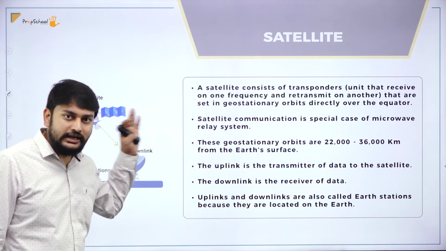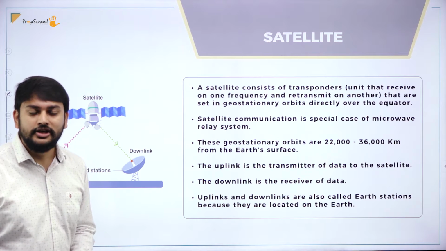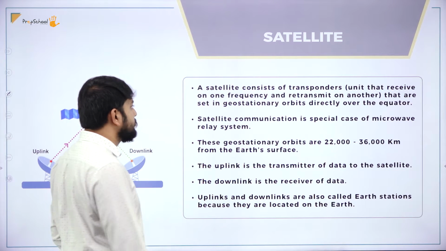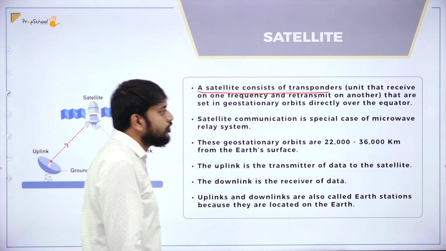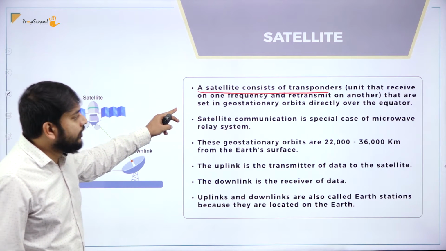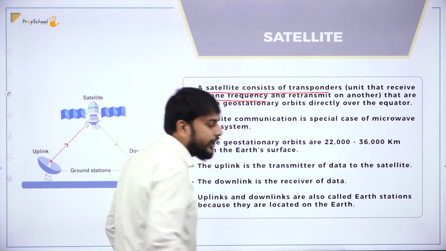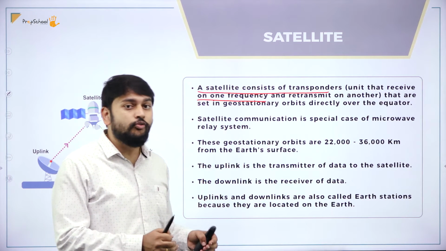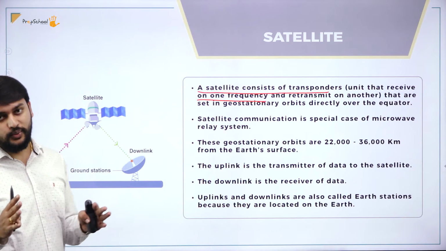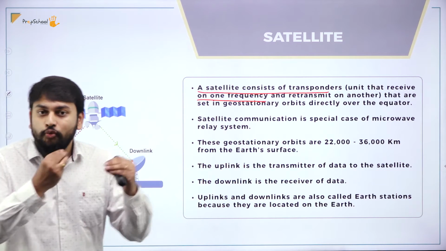What exactly the satellite is helping me with for communication, and how exactly we are able to do that, is what we are trying to understand at this point of time. When it comes to satellite, we use a satellite that consists of a transponder. What is the meaning of it? Please understand, the unit receives on one frequency, it's very important. I will receive the data in one frequency, but when I retransmit it, I will retransmit it in a different frequency. That's what you need to remember when it comes to the transponder. I'm receiving the data in one frequency.